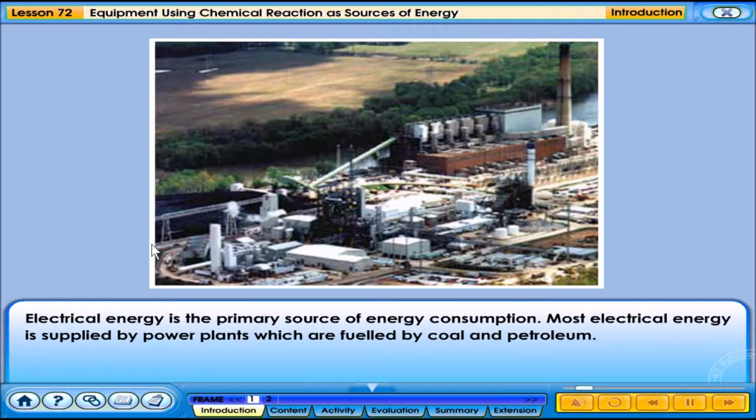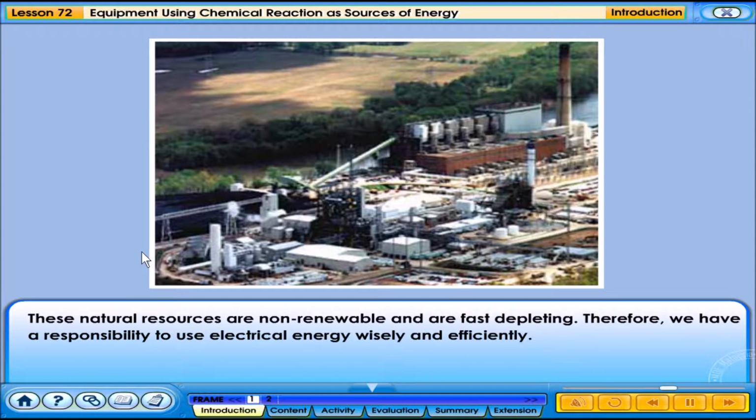Electrical energy is the primary source of energy consumption. Most electrical energy is supplied by power plants which are fueled by coal and petroleum. These natural resources are non-renewable and are fast depleting. Therefore, we have a responsibility to use electrical energy wisely and efficiently.